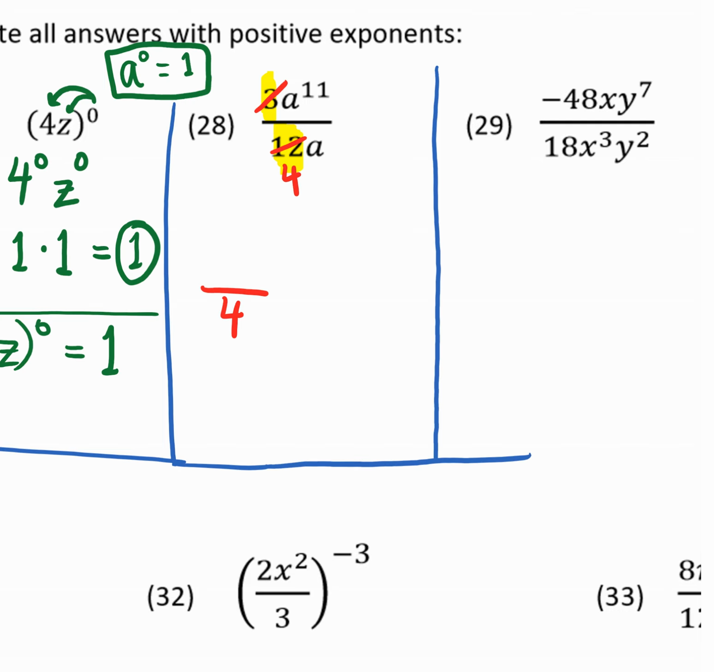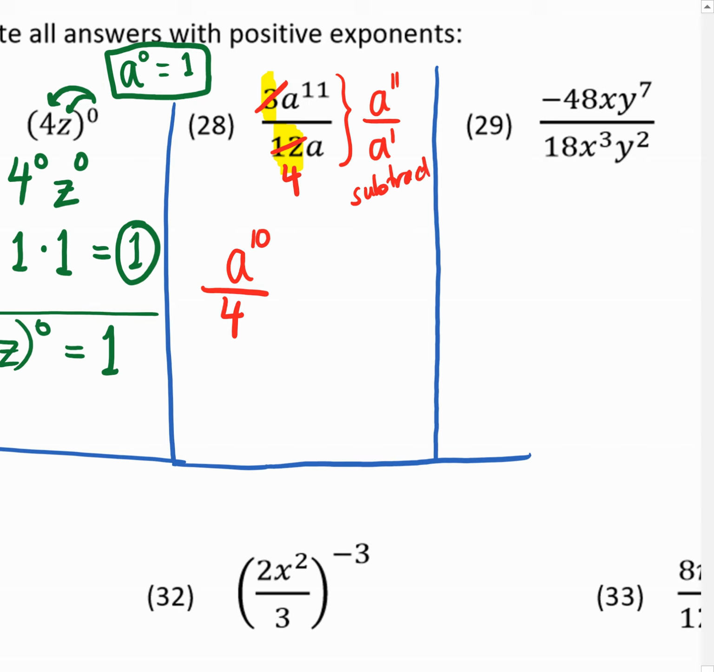But how about the a's? Okay, if you remember, if you have a variable over a variable like we have, it's a to the 11th over a. You don't see an exponent, but it's an invisible 1. You subtract the powers. So our answer will be a to the 11 minus 1, which is 10.